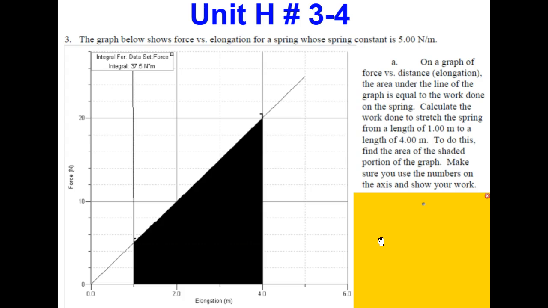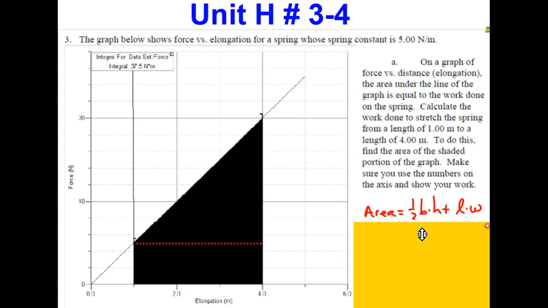All right, to get started here, most of us would take the area of the shaded graph and divide it into two parts. We would divide it into this triangle and this rectangle. That gives us our area equal to 1/2 base times height for the triangle portion plus the length times the width for the rectangle portion. All right, here we go.